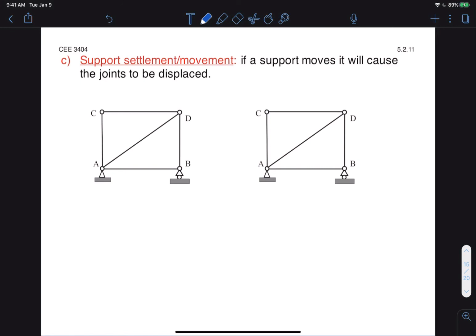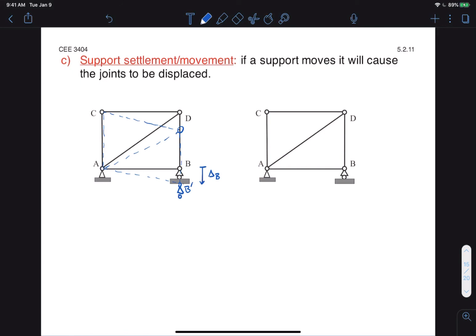So let's say in this case that our support B moves down, settles by an amount delta B or delta Bx. Notice that I'm using big delta here because, again, this is an external displacement. The structure will reconfigure itself around this displacement. But again, because this is a determinate structure, the reconfiguration won't actually load the members in any way. They'll simply reconfigure themselves around this settlement.